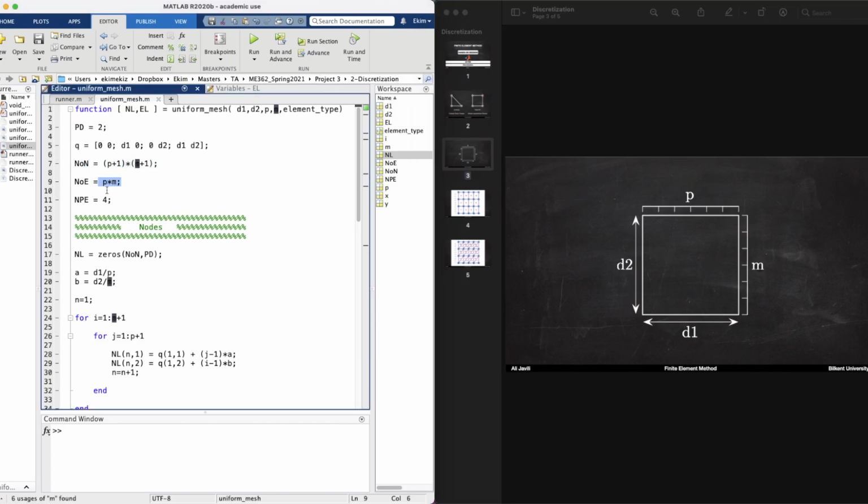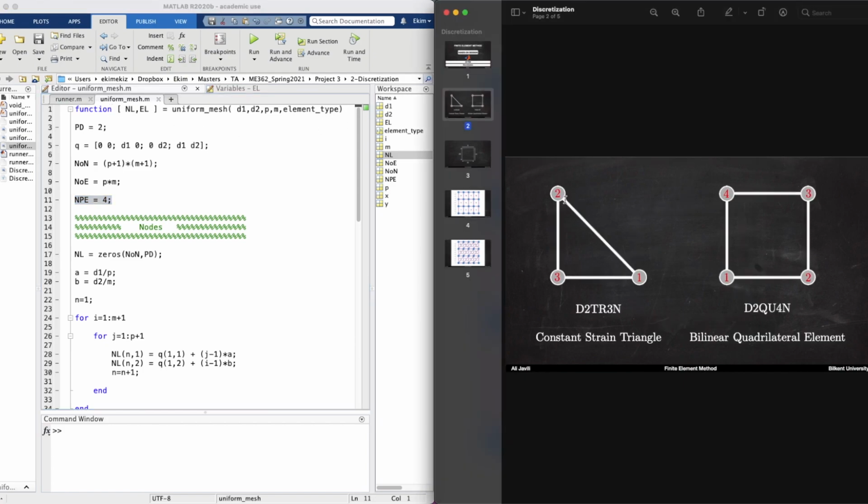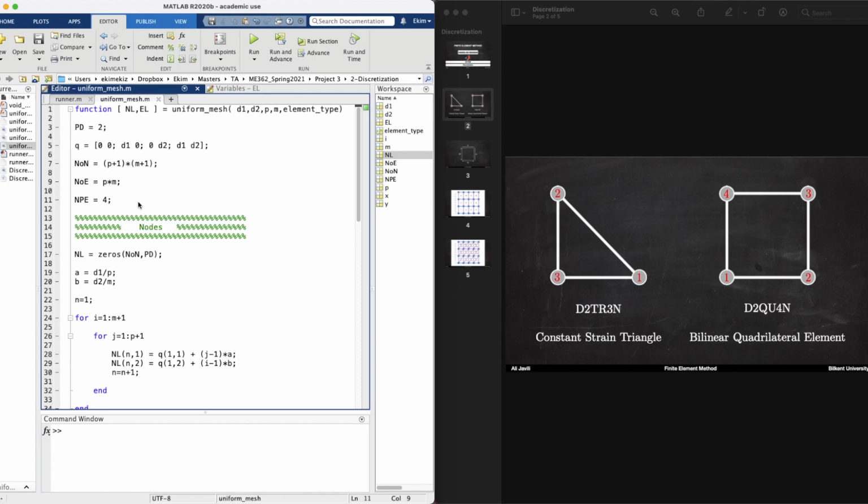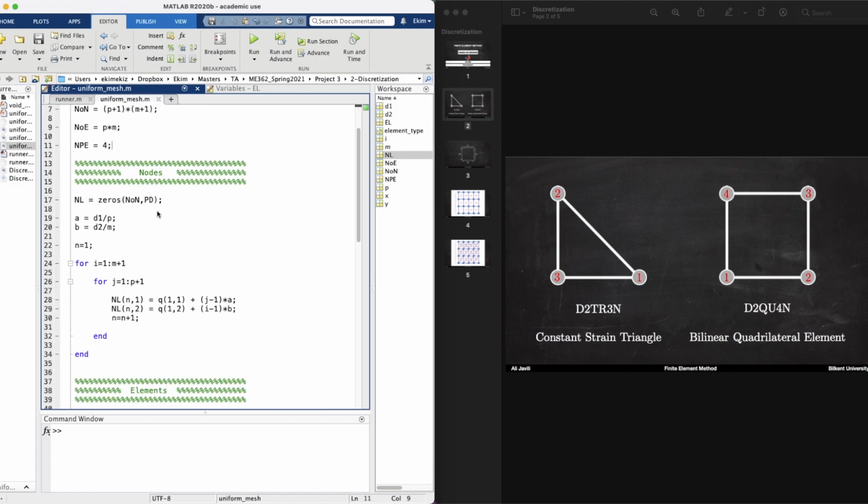And for the number of elements, we just say p times m because we are dividing it into p columns and m rows. And we set our nodes per element to 4. We do that because it will change according to our element type. So the 3-node element should have 3, right? However, we want to use a 4-noded element to generate the 3-noded one, and you will see how we do that later. So that's why we set it to 4 and forget it for now.